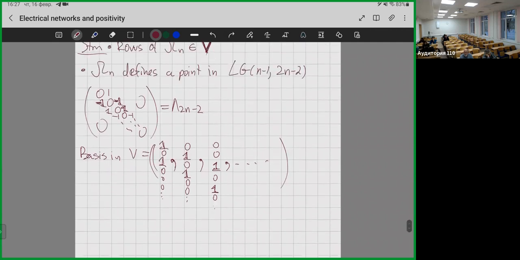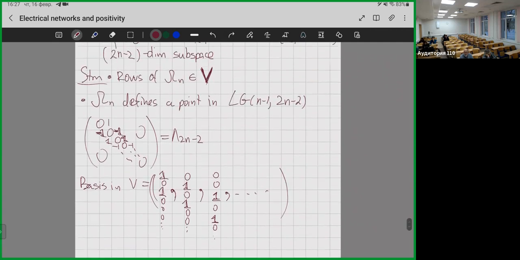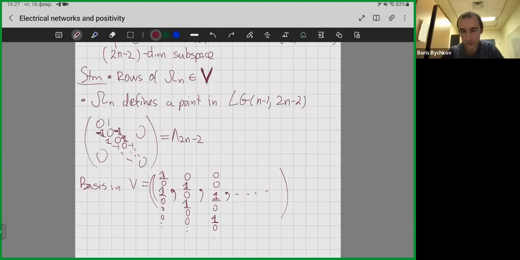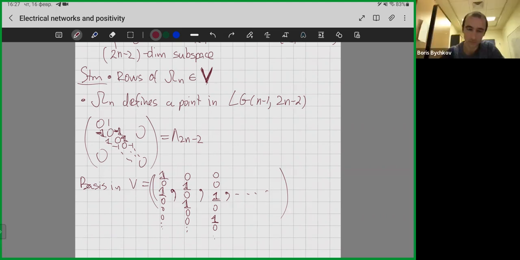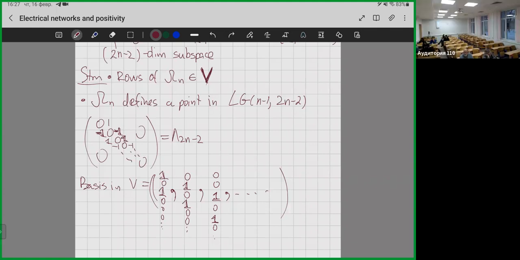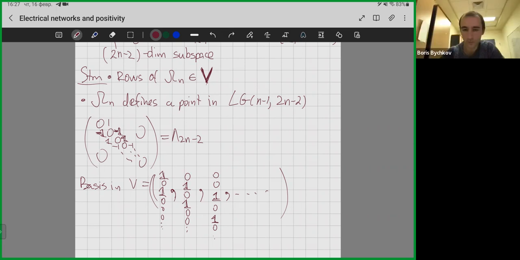Сейчас, а почему вложение? Отображение? Хорошо, потому что мы по каждой электрической сети можем... Разные сети дают разные точки. Да, потому что разные точки попадают в одну и ту же точку Лагранжевого Гроссманиана. Нет, это действительно, it's indeed an embedding.